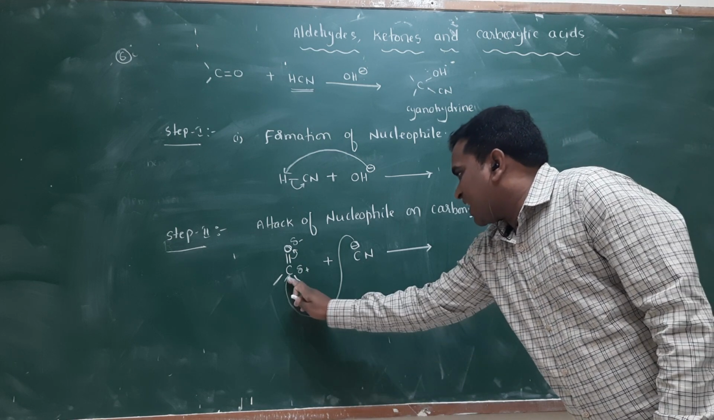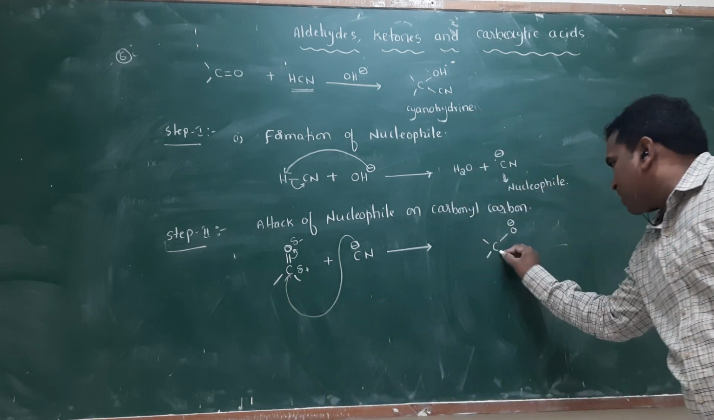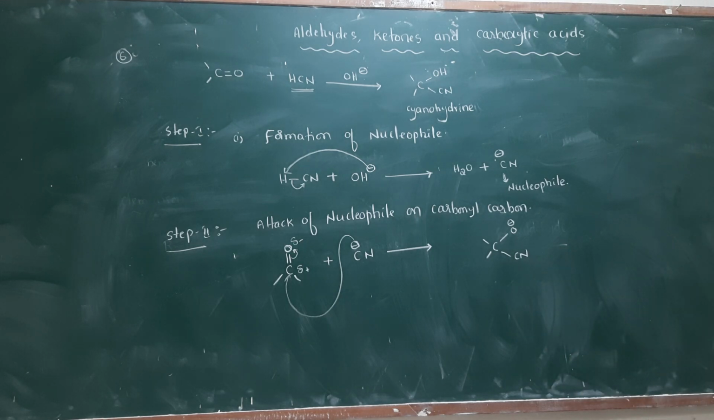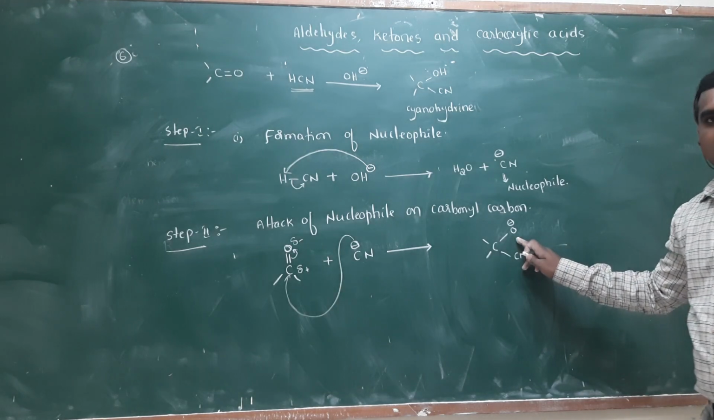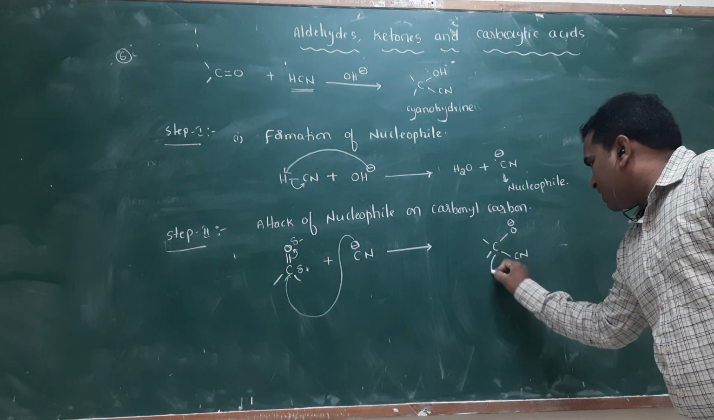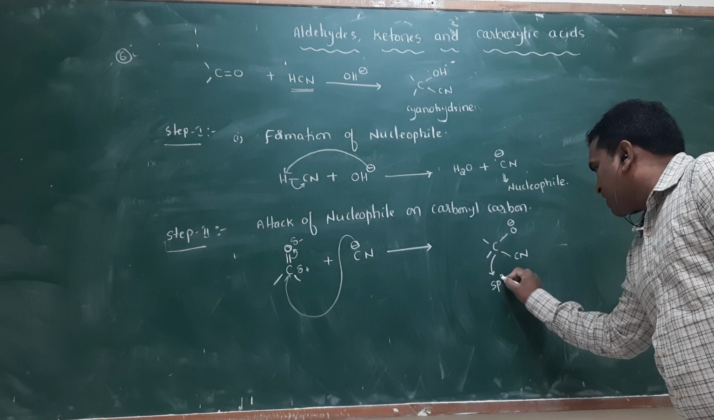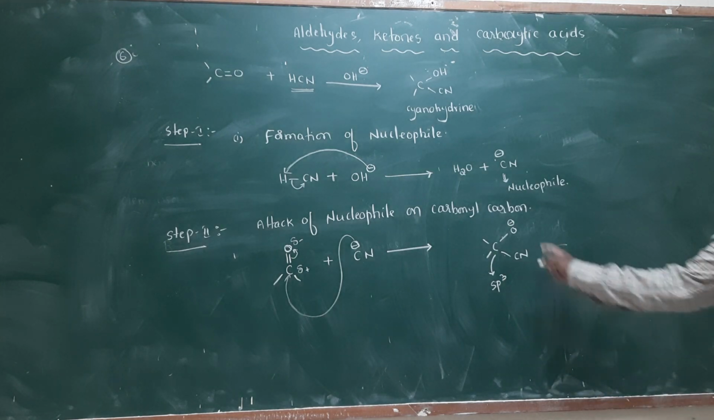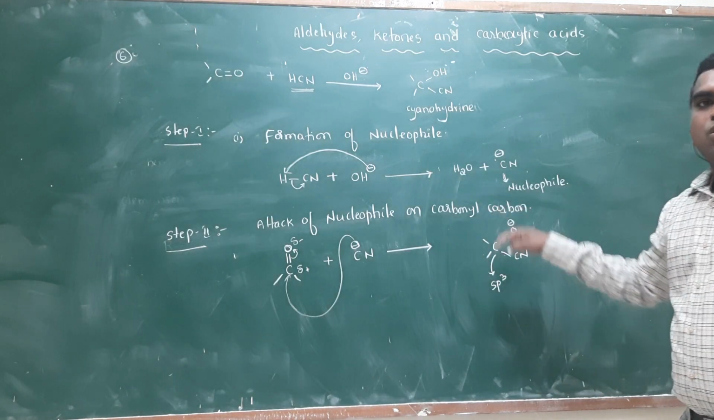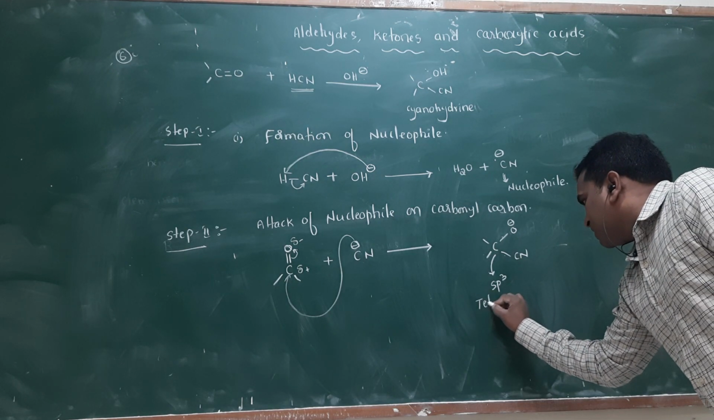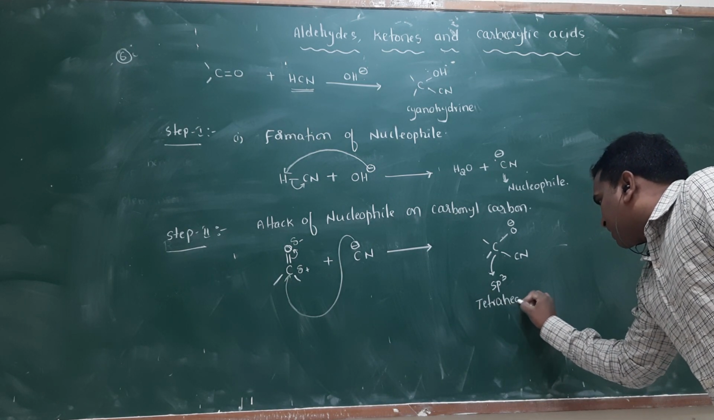And carbon is attacking on the carbonyl carbon, so there will be a bond. This is clear. And now this is the intermediate, and this carbon has all single bonds. So which carbon is it? sp3. So sp3 carbon means what is the shape of this molecule? Tetrahedral. This is the intermediate.